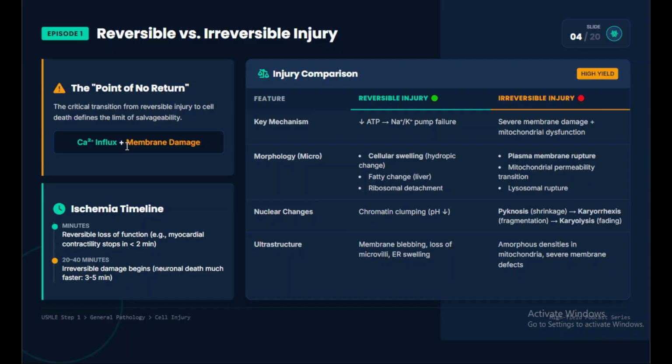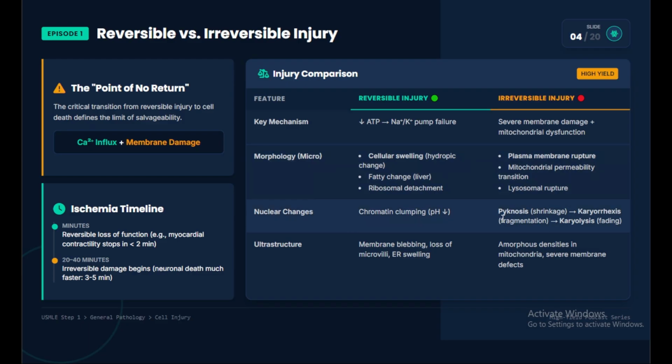So at this stage, the cell death is unavoidable, and that's it. Now, I want to discuss a few nuclear changes that I have discussed in my previous lecture, but I'll discuss them here again. Pycnosis is a hallmark. There are a few nuclear changes that are hallmarks of irreversible cellular injury. So first of all, pycnosis.